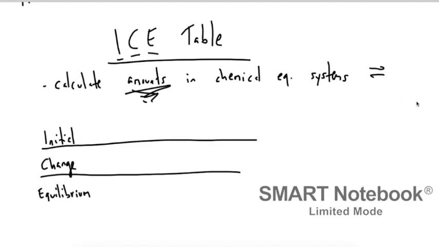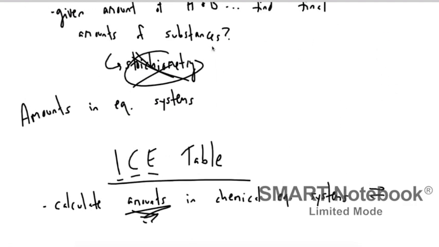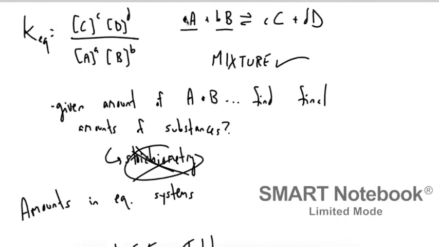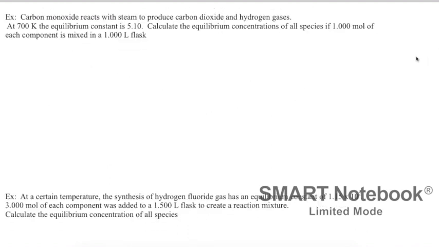Now I said that we're not going to use stoichiometry. It's not pure stoichiometry. We're still going to use some mole ratios using the coefficients in the balanced chemical equation. That will still be important, but it's just not the whole story. All right, so let's get started with some examples.